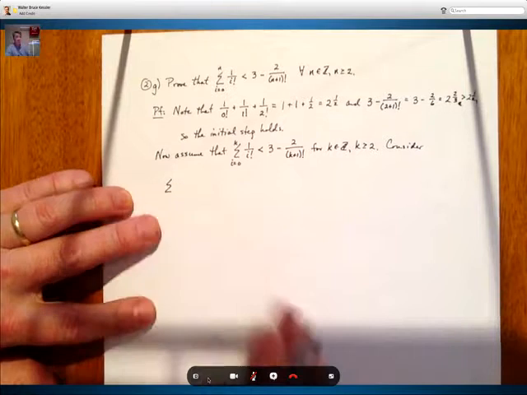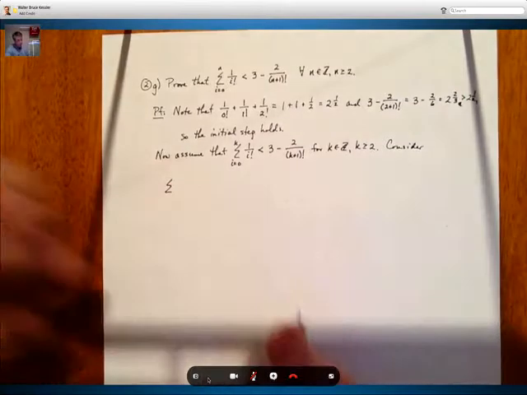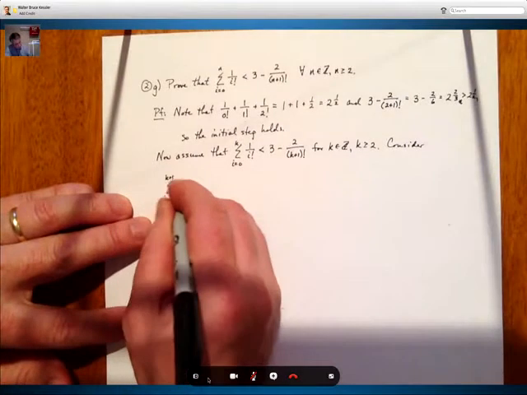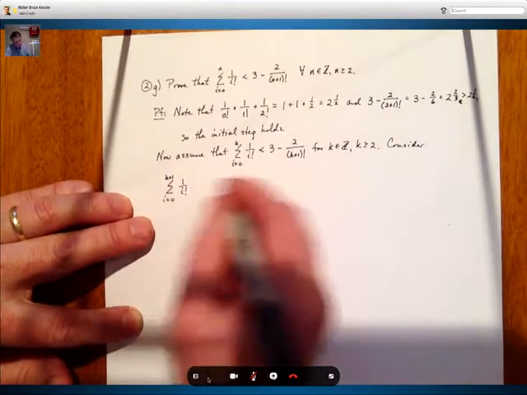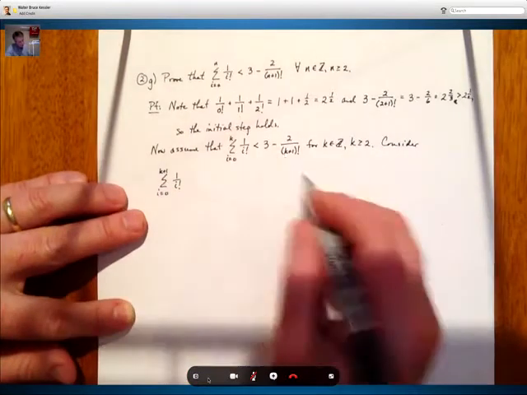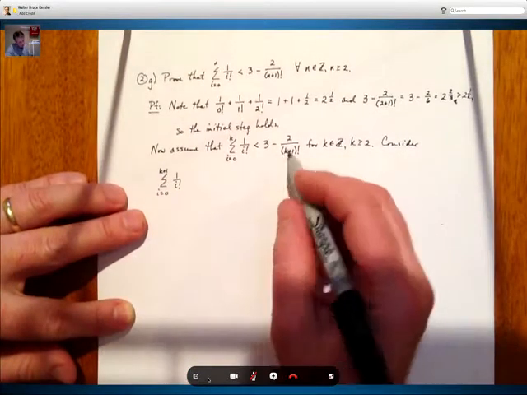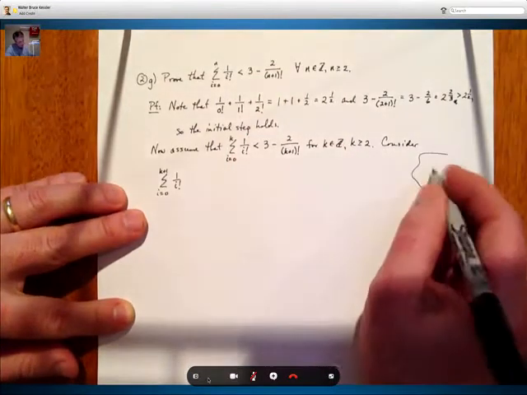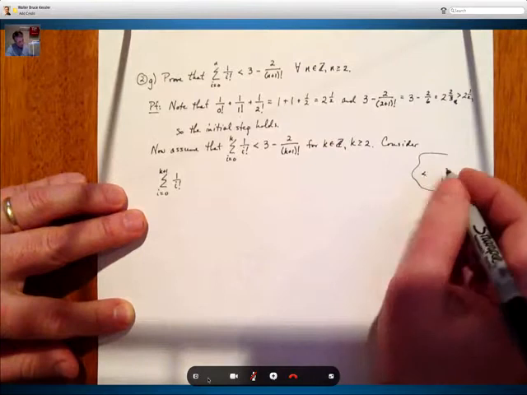k being 2 or bigger. And let's consider what happens when I add up those terms, but I add the next term in there. So I go in 0 to k plus 1, 1 over i factorial. And then again, what I want to show is this formula with k plus 1 in it.